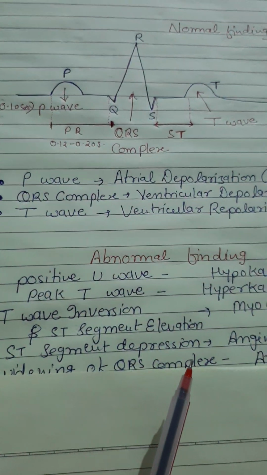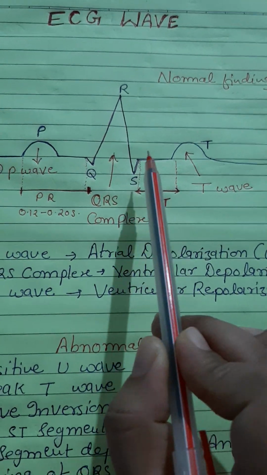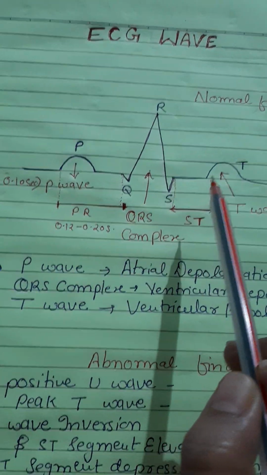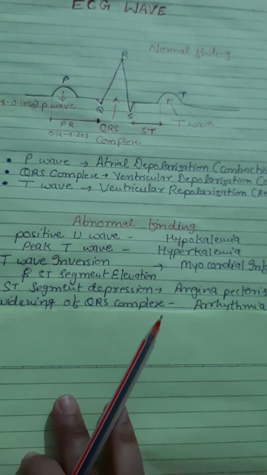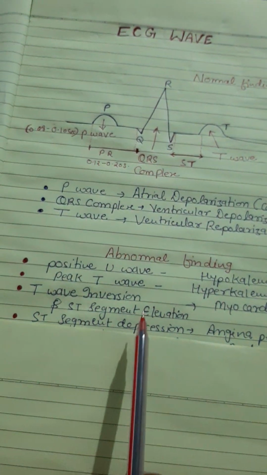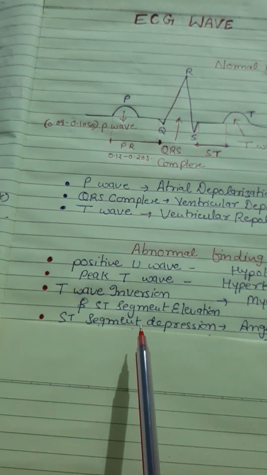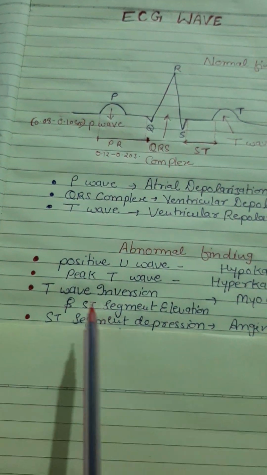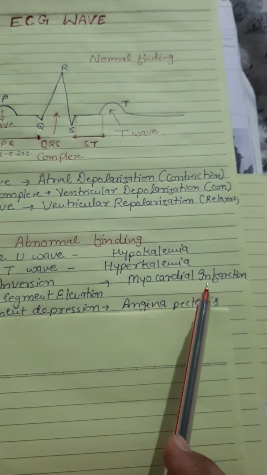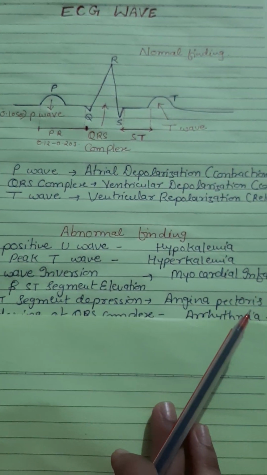Next is ST segment depression. This is the ST segment. If it is depressed and its duration is very short, it may indicate angina pectoris. We have to keep these two things in mind, because we can get confused between ST segment elevation and ST segment depression. T wave inversion and ST segment elevation is myocardial infarction. But if there is ST segment depression, it is angina pectoris.